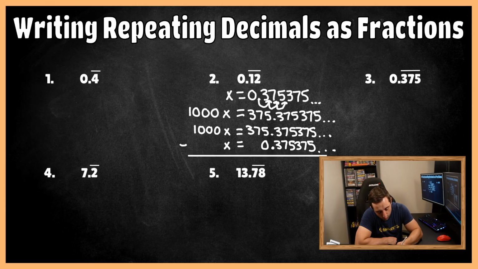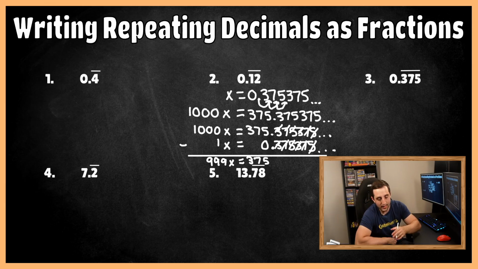1,000 minus 1x is 999x equals, and then this should all cancel, the 5's, the 7's, the 3's, the 5's, the 7's, the 3's, and then we're left with 375 minus 0, which is 375. And now once again, let's go ahead and get x by itself. So let's go ahead and move that over here.